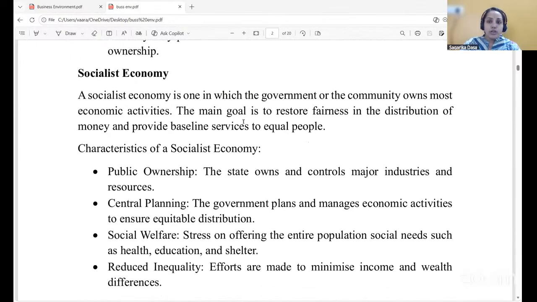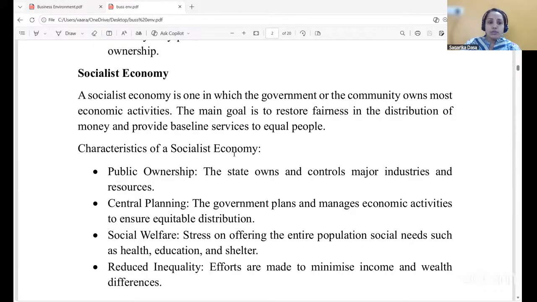Then the third type of economy we can see is the socialist economy. Now, a socialist economy is one in which the government or the community owns most economic activities. Unlike the free and the capitalist economy, in a socialist economy, government interference will be at the highest level. The main goal is to restore fairness in the distribution of money and provide baseline services to people equally. Now, whenever we talk about government interference, it mostly talks about society's welfare or providing services equally to all types of people who reside in a particular country.